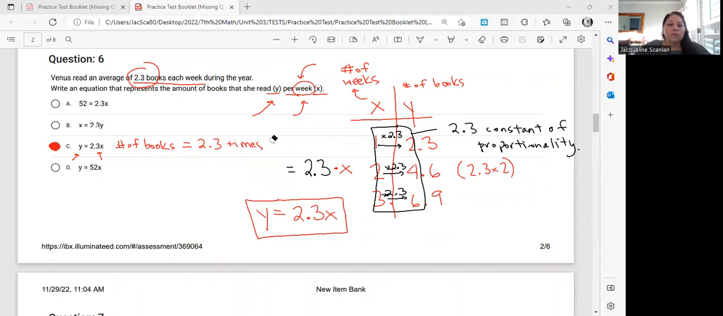All right, so I'm going to erase this for a second. Times the number of weeks. All right, and so that makes sense. The number of books she reads is going to be 2.3 times the number of weeks. So this equation matches this algebraic equation, and it matches the constant of proportionality, which is 2.3, and it matches the overall idea.